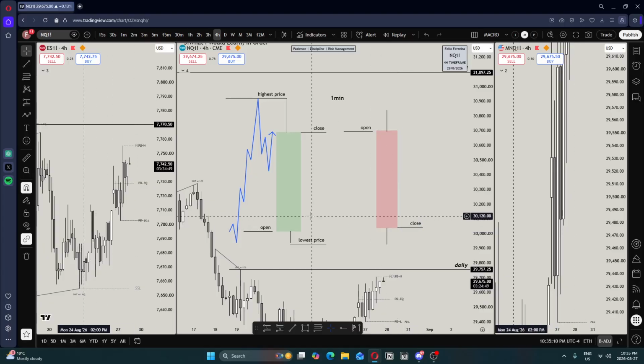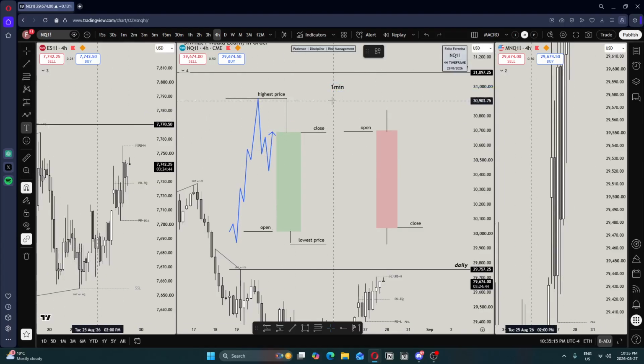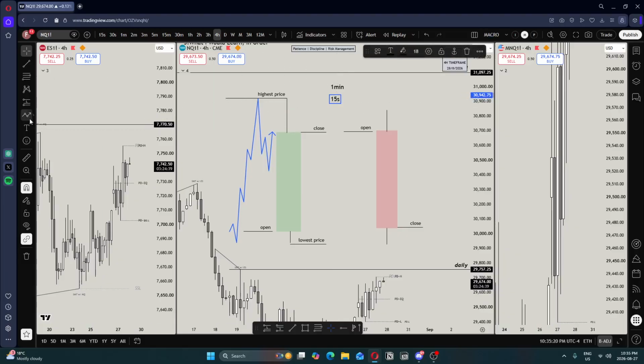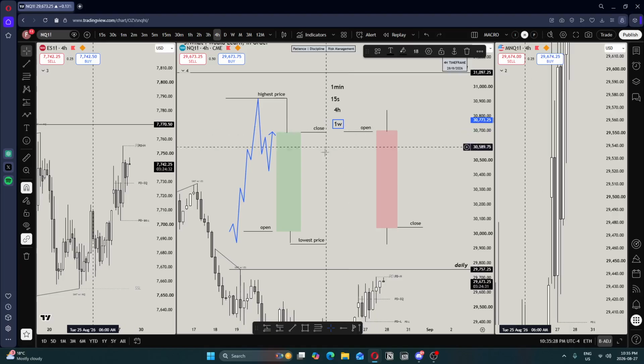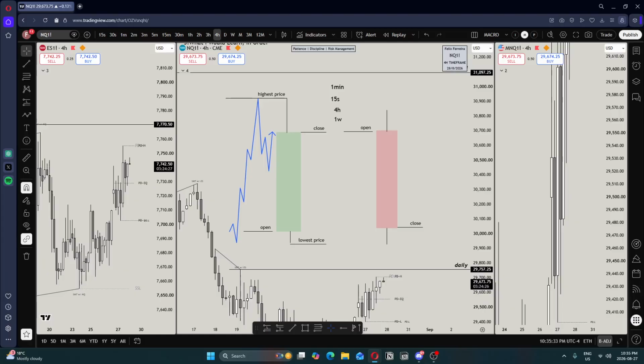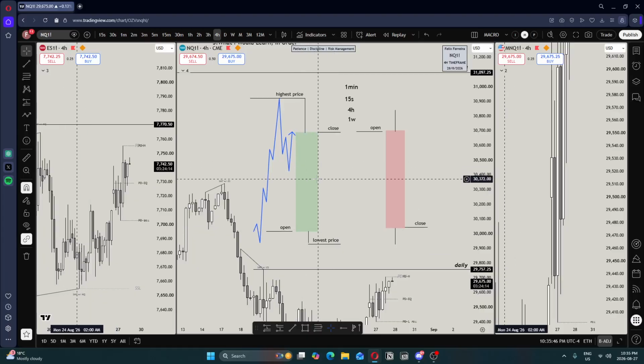And a candlestick could represent any amount of time. This could be a 1 minute piece of price action. This could be 15 seconds. This could be 4 hours. It could be a week. It could be any of these things. And this leads also into time frames. So a time frame, all a time frame is, a time frame represents how much data each candlestick contains.